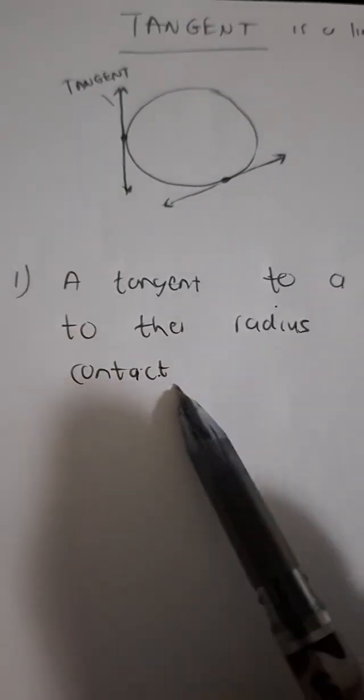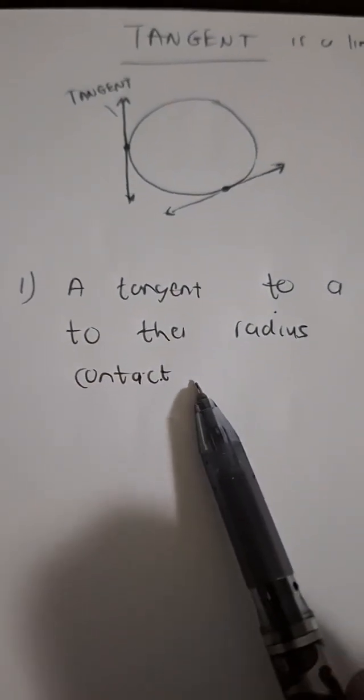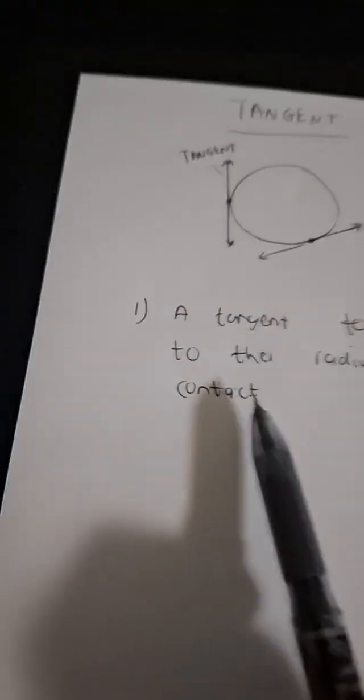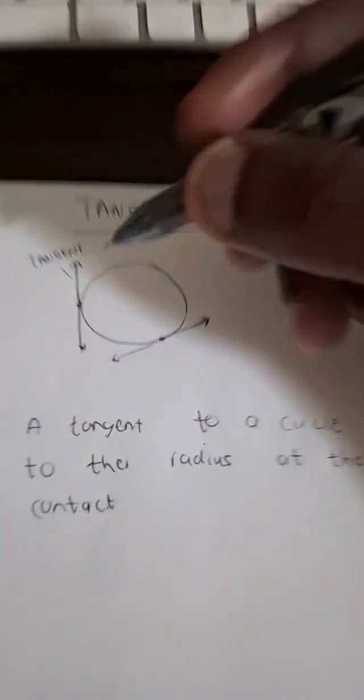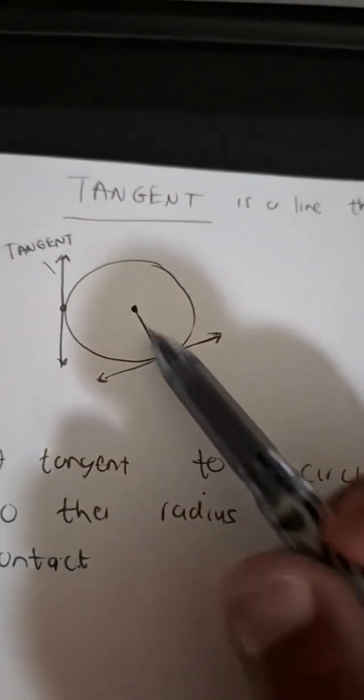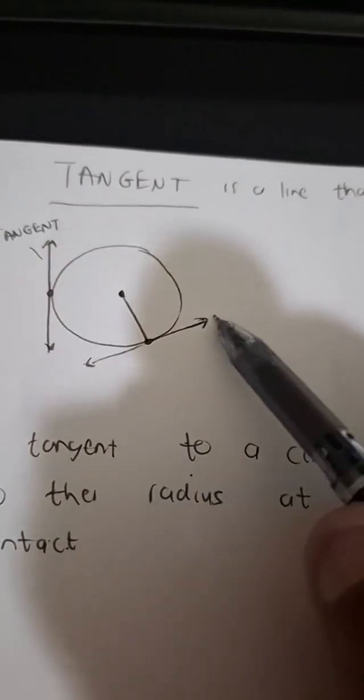So let's review this again. A tangent to a curve is perpendicular to the radius at the point of contact. So in other words, if you have this tangent, and let's just say there's a radius, so obviously the radius comes from the center of the circle to the circumference. Okay, so that there is a radius, that there is a tangent.